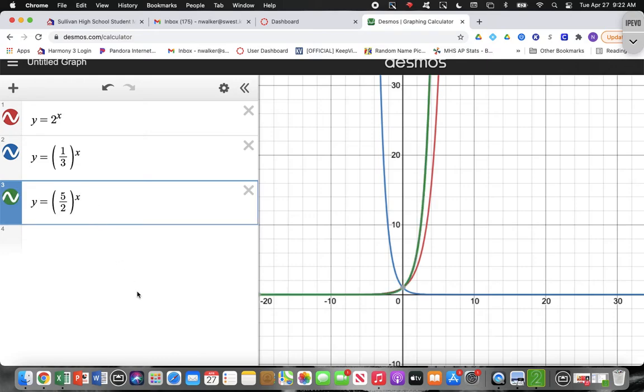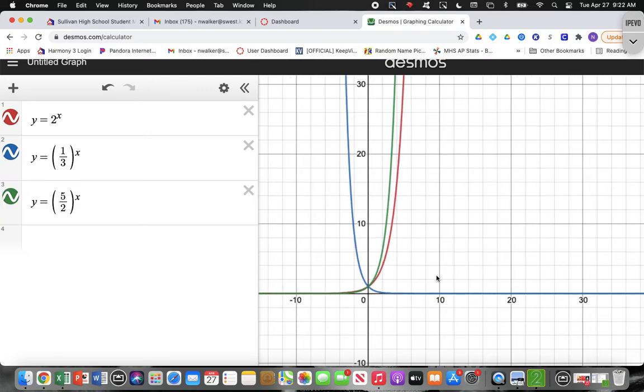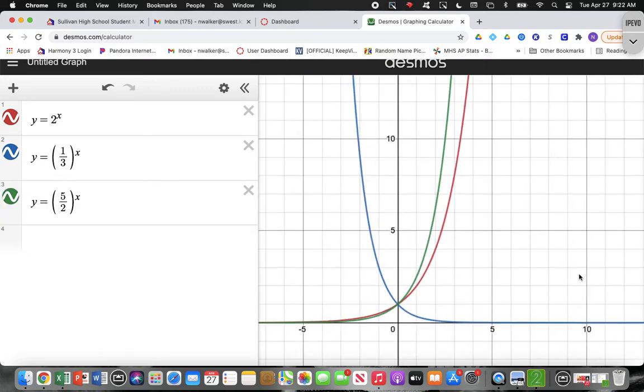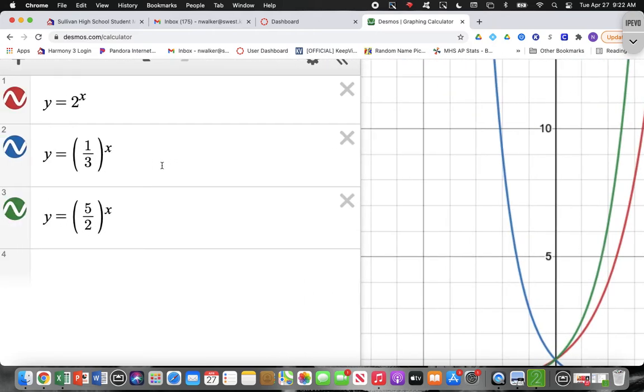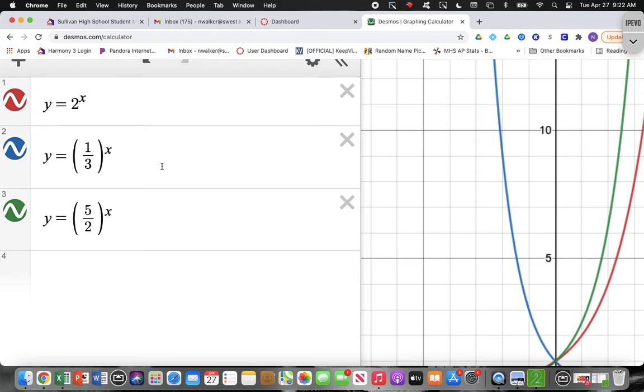All right, do we see this third equation in green? 5/2 to the x. Do you see how this green equation is showing growth? So fractions can show growth too. Now I want to ask you, do we notice a difference between the two fractions? What do you notice about these fractions? This one shows decay and this one shows growth. Could you make a connection between those two fractions?